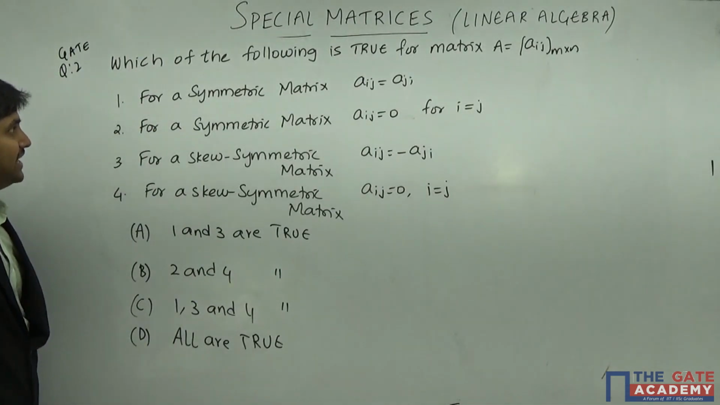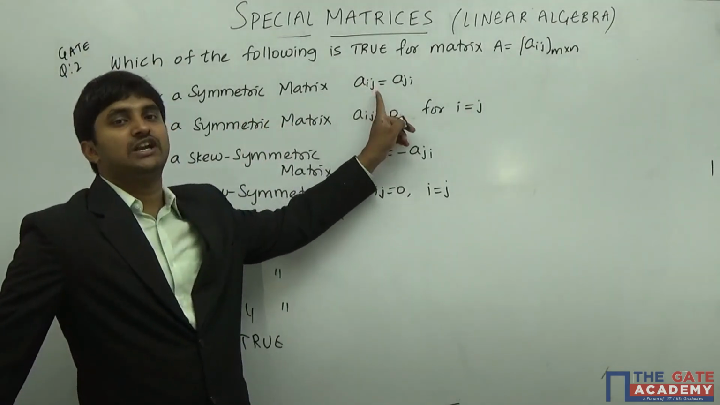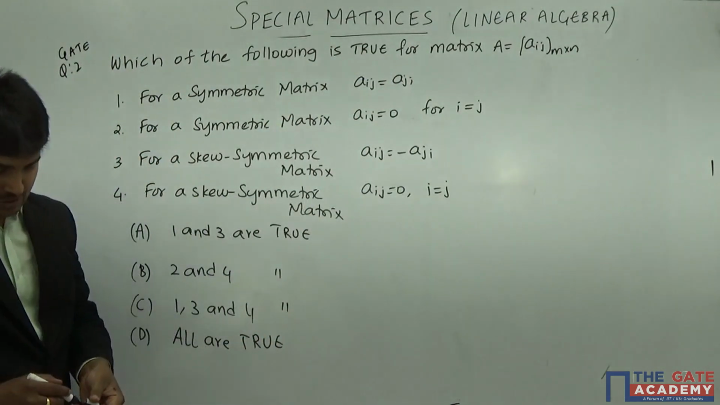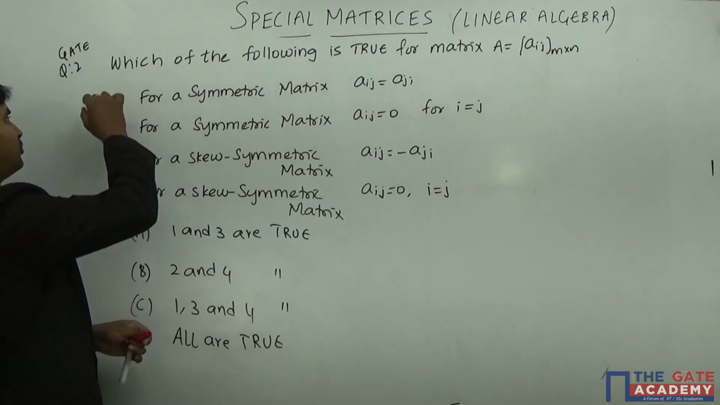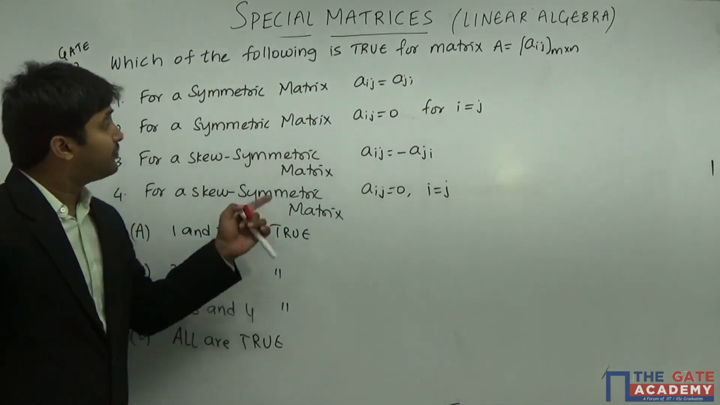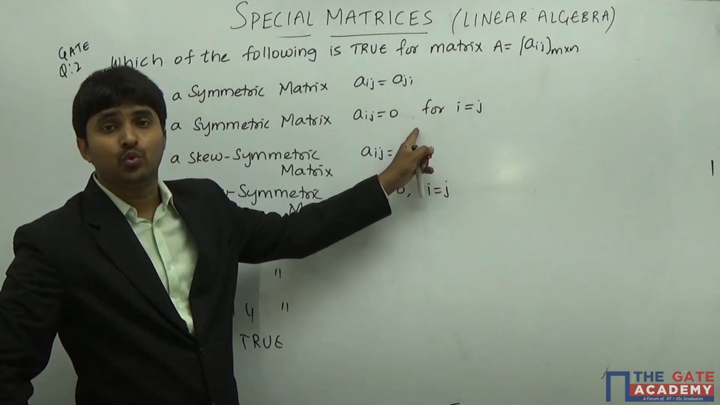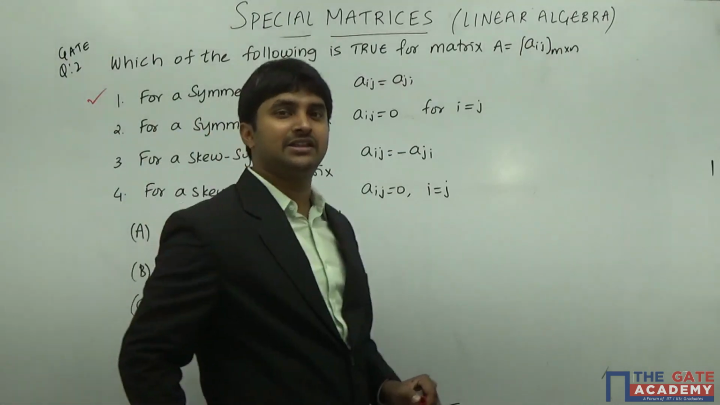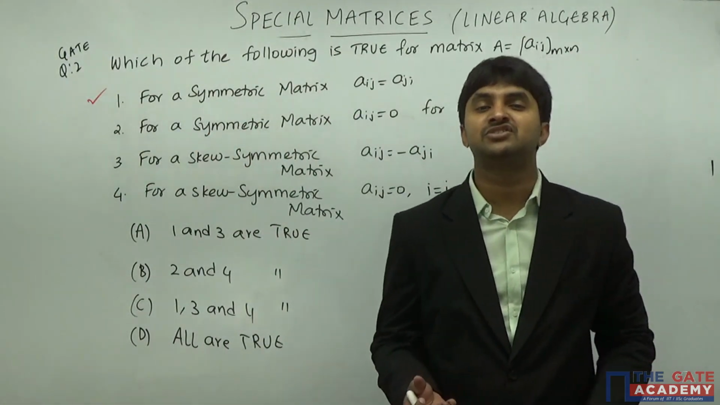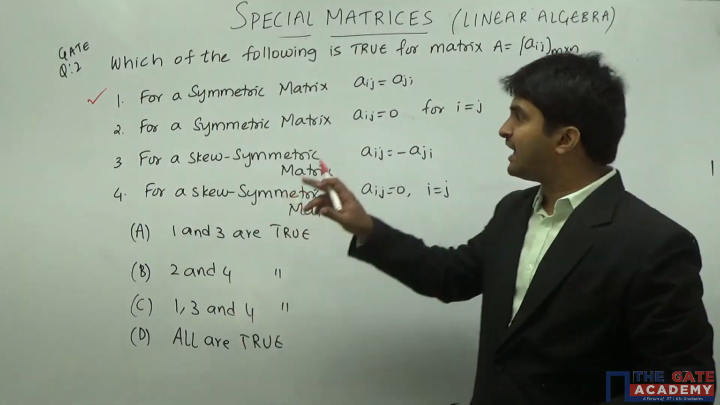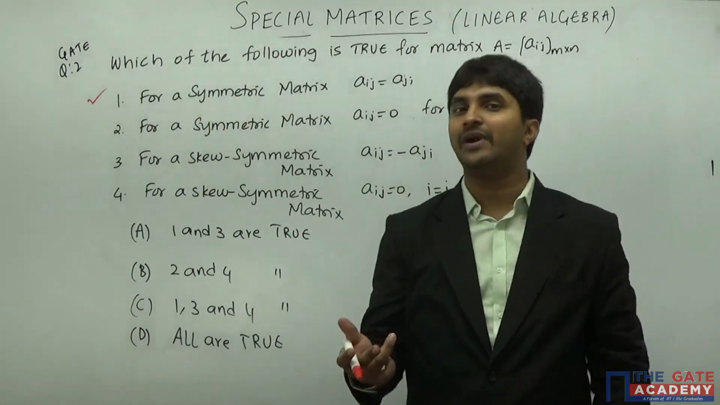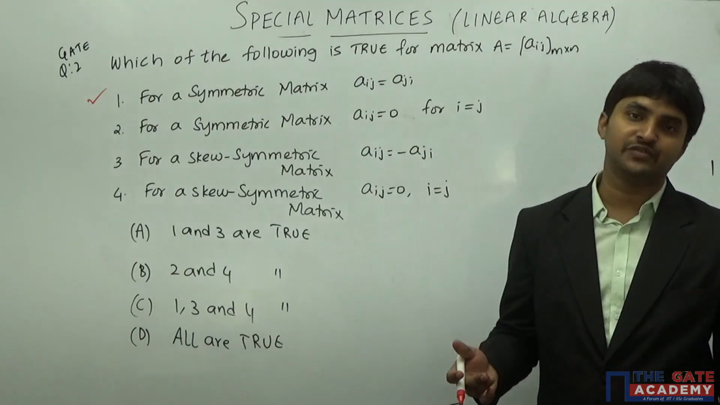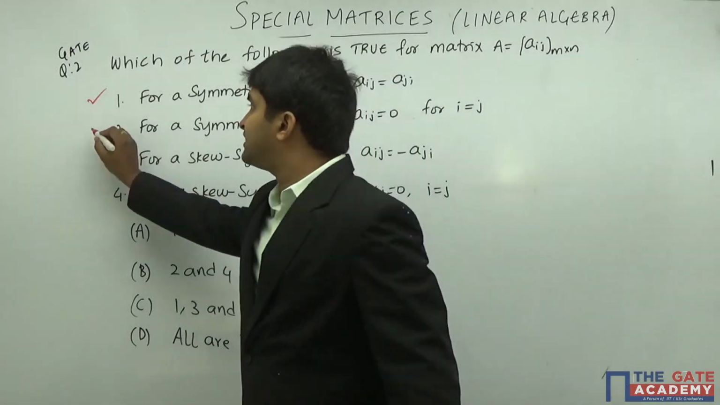We have just discussed that in the case of a symmetric matrix, it has to satisfy Aij is equal to Aji. That is what we have seen. So the first statement is correct. We don't have any problem in this one. And for a symmetric matrix, Aij is equal to 0 for i is equal to j, which is wrong. Why is it wrong? Because in the case of a symmetric matrix, there is no restriction on a principal diagonal element. i is equal to j simply indicates a principal diagonal element. And there is no restriction on a principal diagonal element in the case of a symmetric matrix. So therefore, the second statement is not correct.